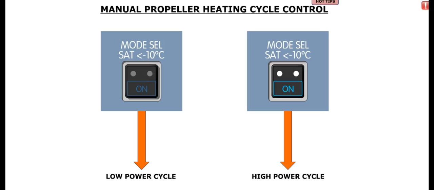When the mode select SAT less than -10 degrees Celsius push button is in the normal released out position, the low power cycle is selected for the propeller anti-icing. When the push button is pressed in, the propellers will be heated using the high power cycle, and the ON caption in the push button illuminates blue.